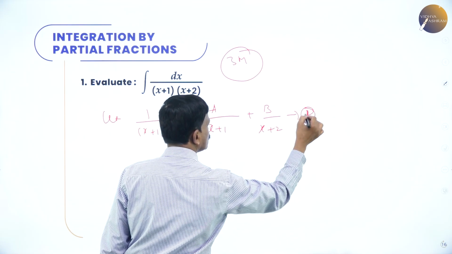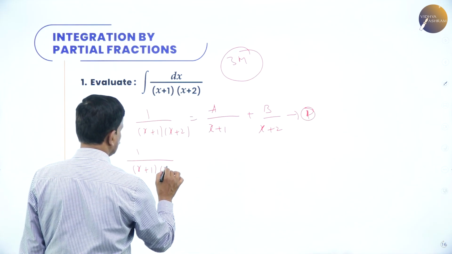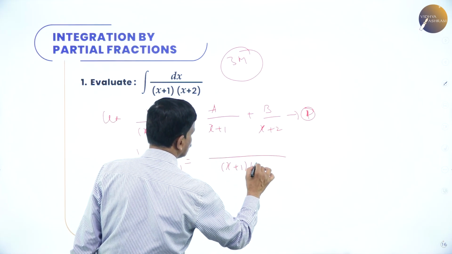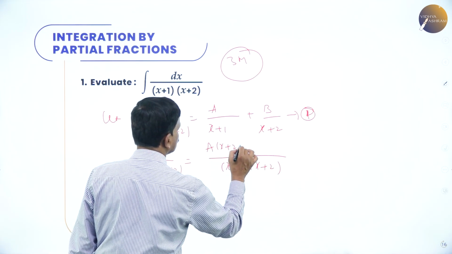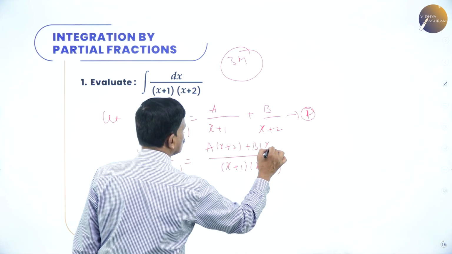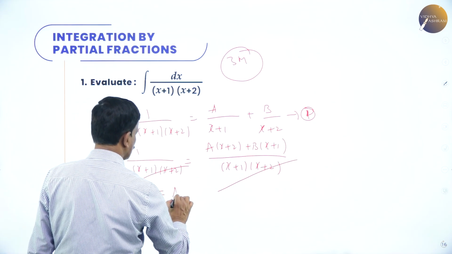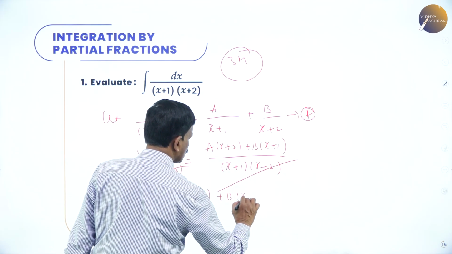Let us represent this as equation number 1. So this is 1 over (x plus 1) into (x plus 2). Take LCM. LCM is (x plus 1) into (x plus 2), cross multiplied: a into (x plus 2) plus b into (x plus 1). These two get cancelled. You have 1 is equal to a into (x plus 2) plus b into (x plus 1).